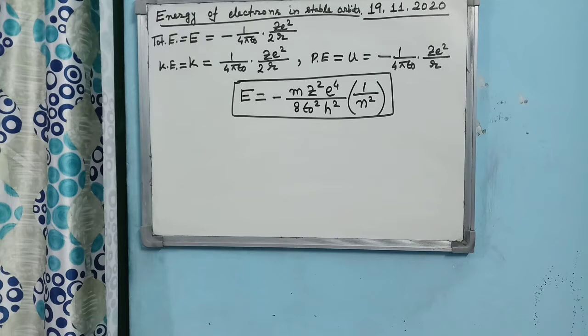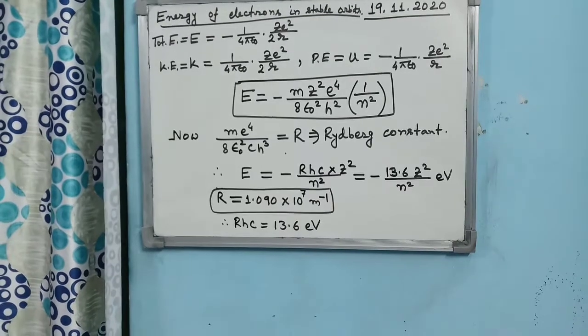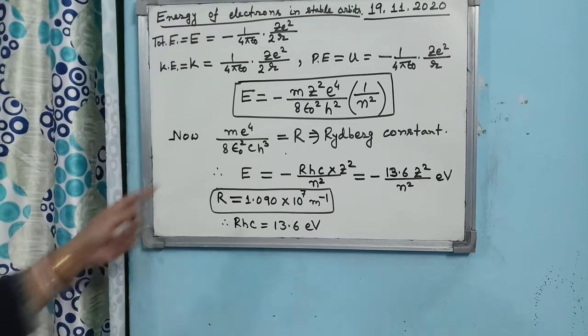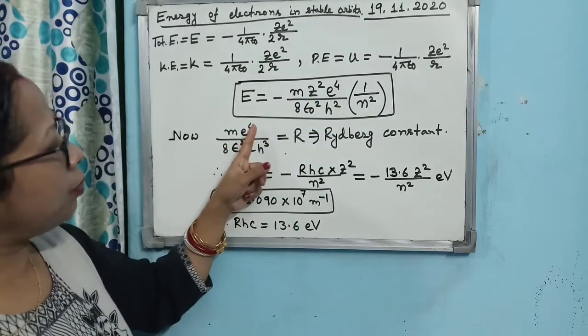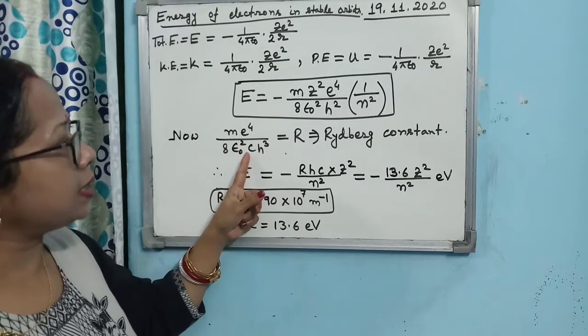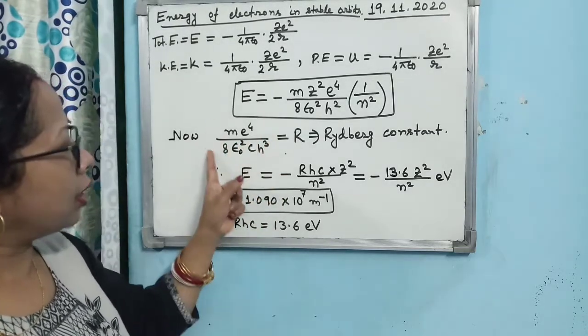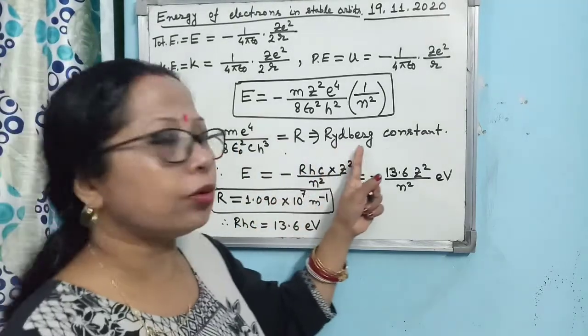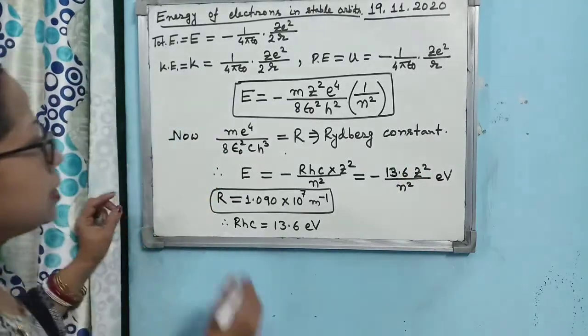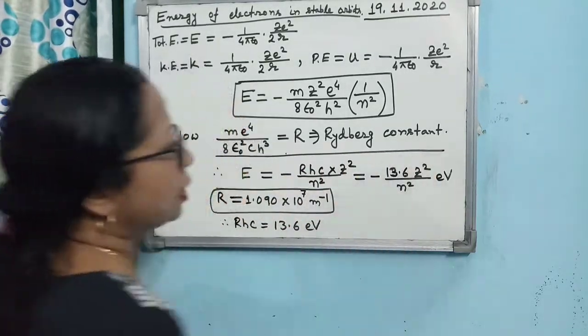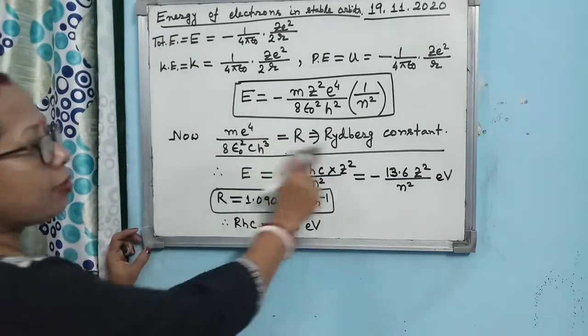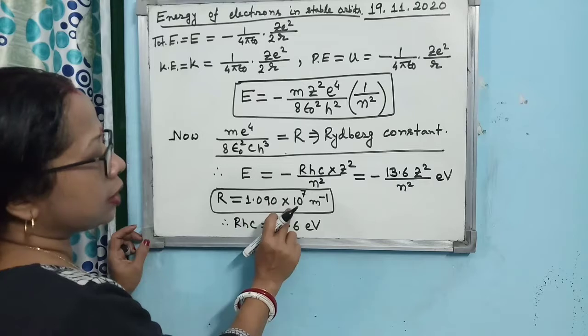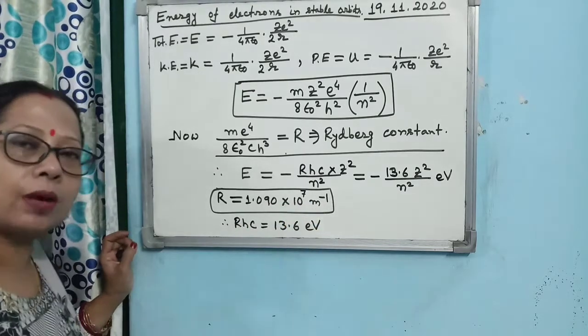And for a hydrogen-like atom, z will have some value, but for hydrogen atom, the value of z will be equal to 1. Now this energy relation you can write in different forms also, because m e to the power 4 by 8 epsilon naught square c h cube, this is a constant, and this constant is denoted by big R, and it is also known as Rydberg constant. So this is a very important concept, so you must learn and remember it. And what is the value of the Rydberg constant?